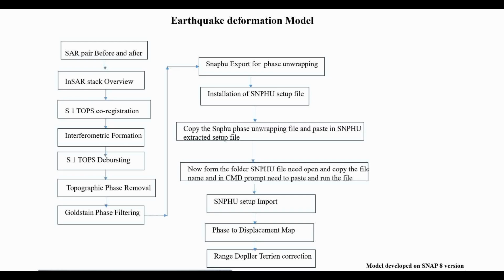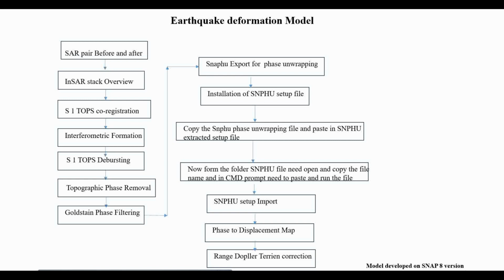Then the first step we are going to do is the Sentinel-1 TOPS coregistration process, where we will coregister the different information of these images, one after another. And then basically we will try to create the interferometric formations. The interferogram, whatever you will see, we will create in this particular interferogram generation process.